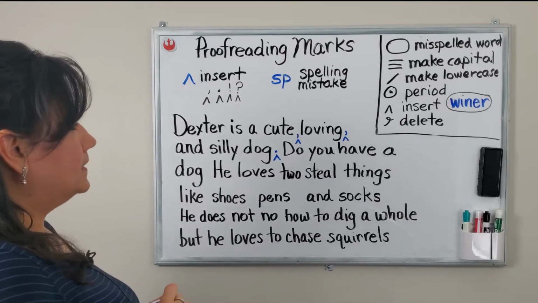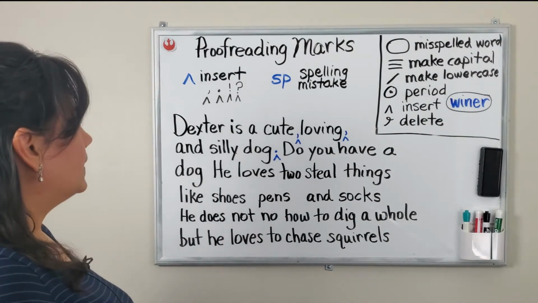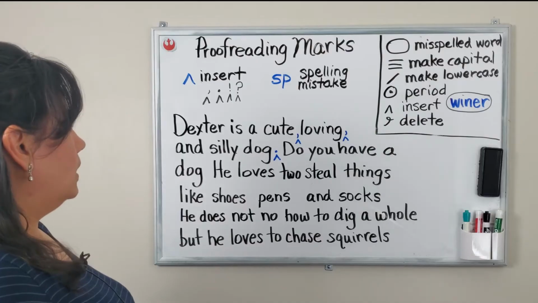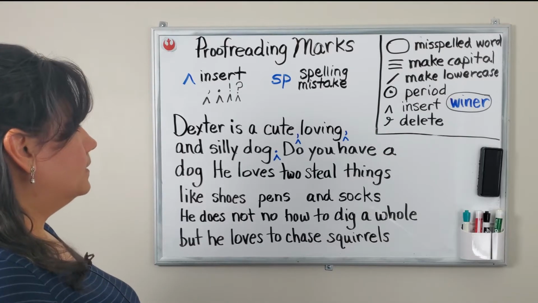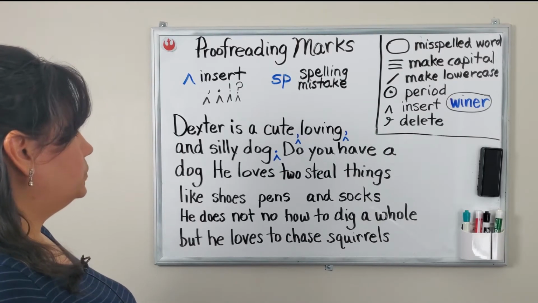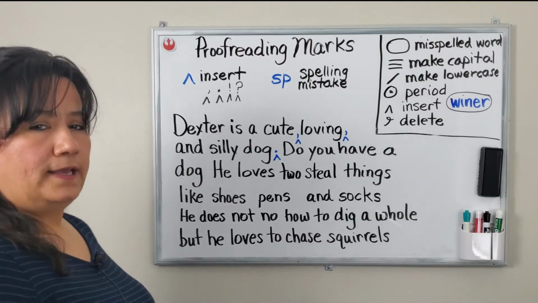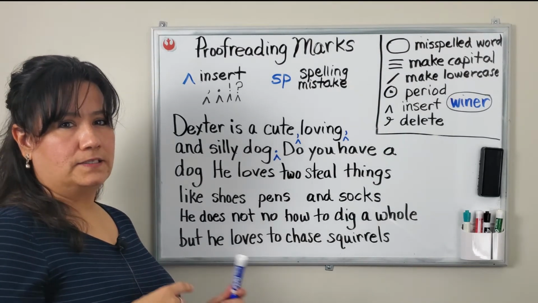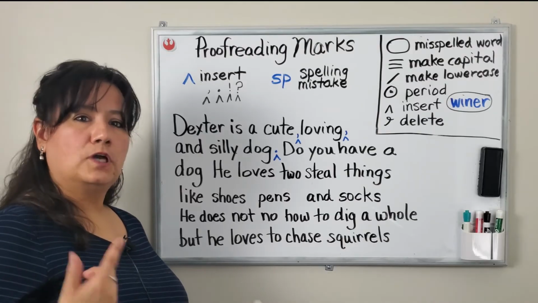The next sentence, we're going to read it. Do you have a dog? He loves to steal things like shoes, pens, and socks. Hey, that sounded like I asked a question and then I kept talking.